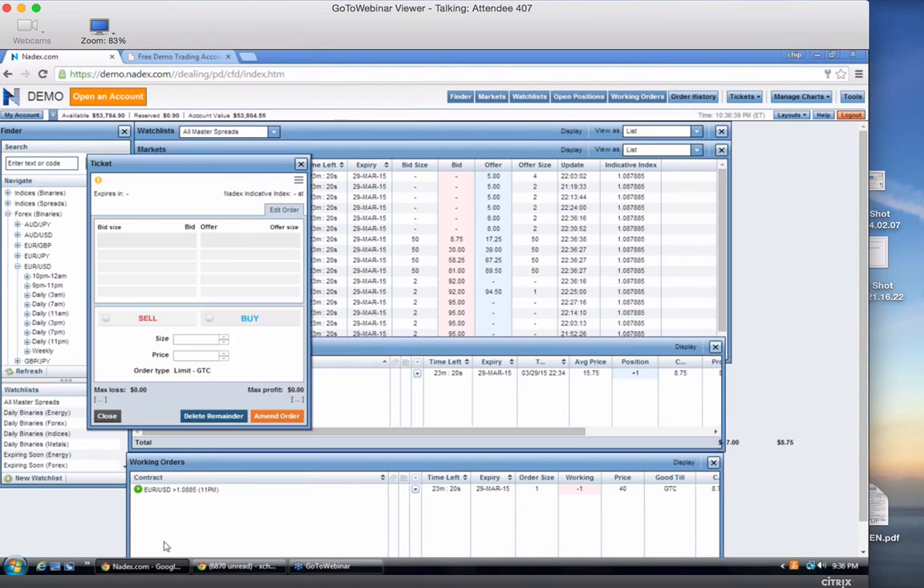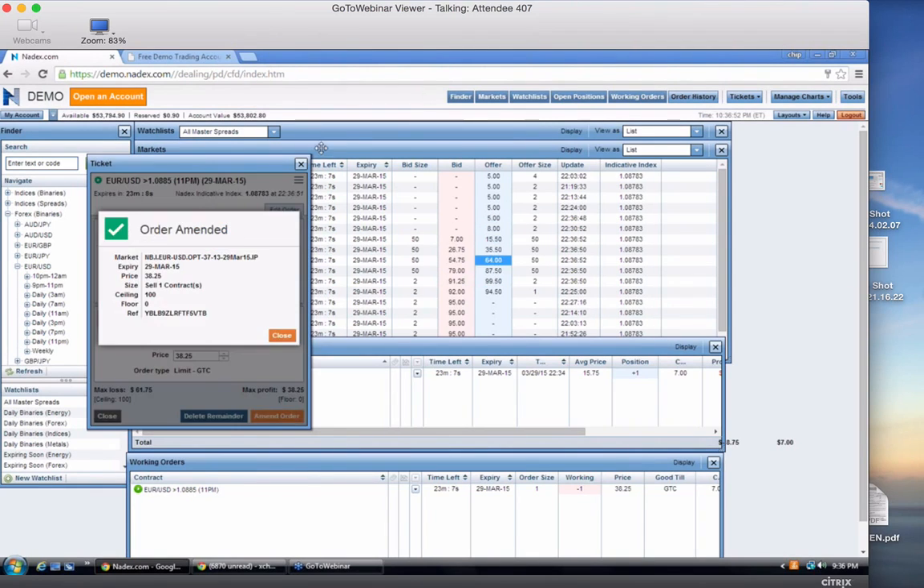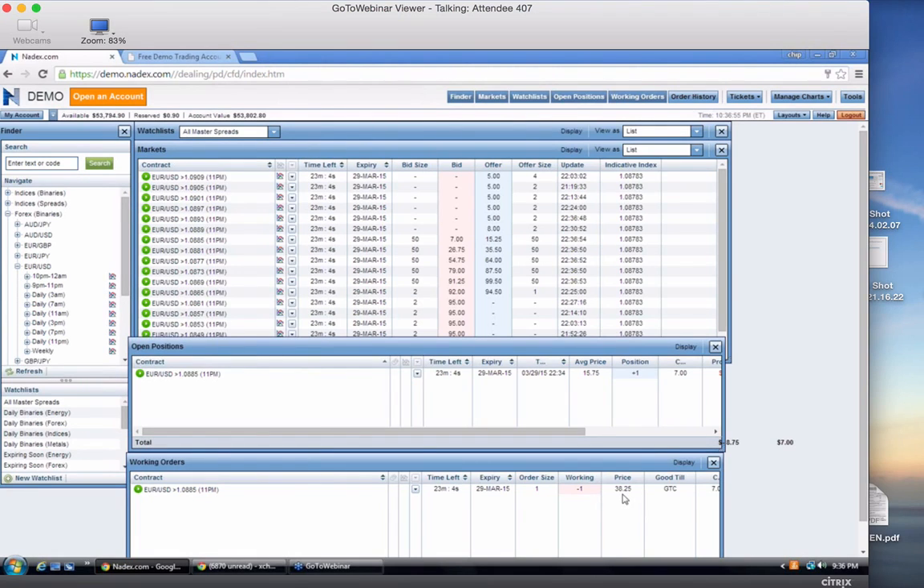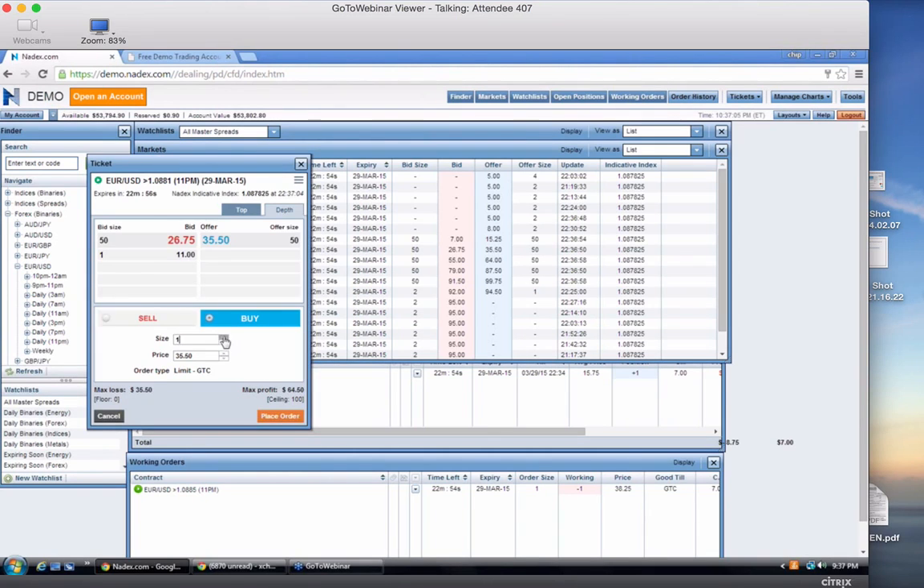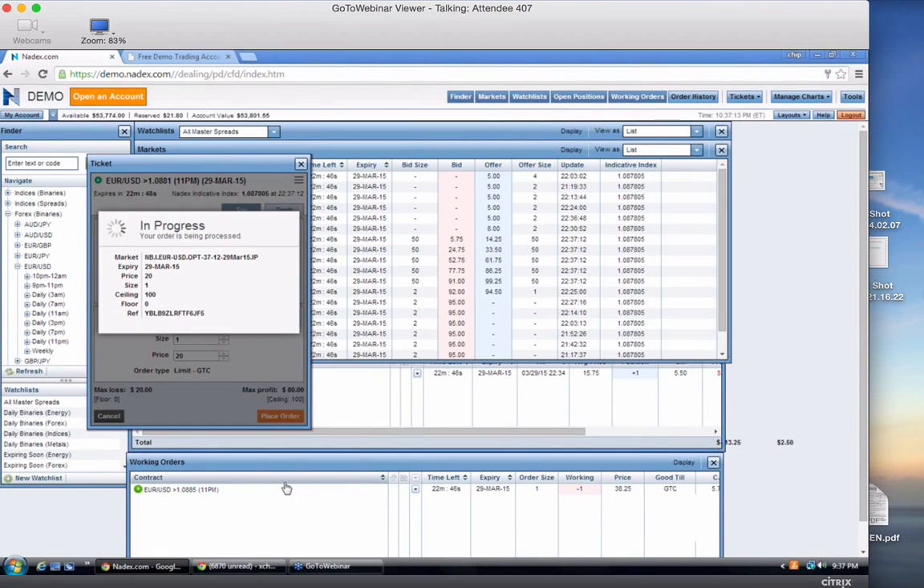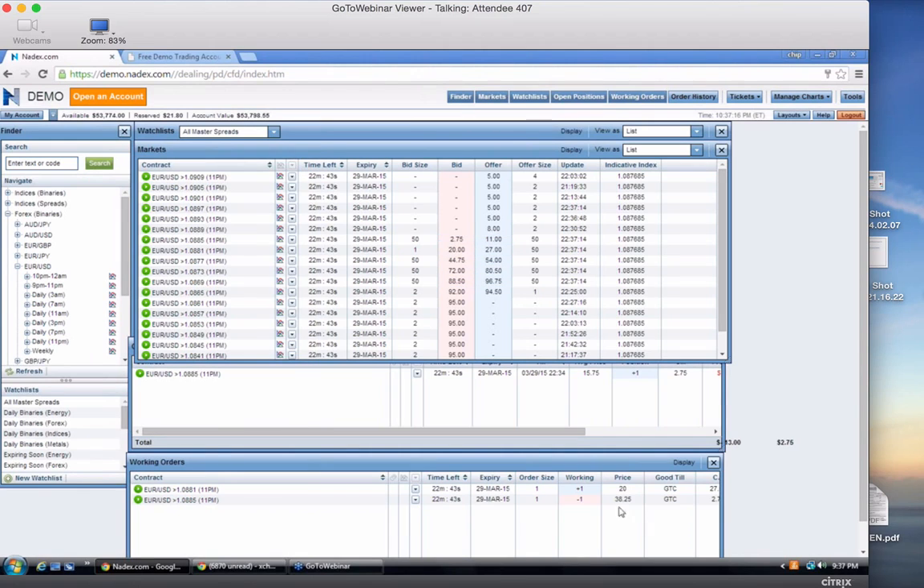Now, if I decided that as I'm watching it, I don't know if it's going to get that high, maybe I'm getting greedy, I can always lower it and amend the order, and there we go. Then we put it in a little lower. So we can change orders, and that could be to offset an order, or I could also just say, hey, here's one, I want to buy it, but I want to buy it at 20. So you could put in limit orders to initiate a position as well.